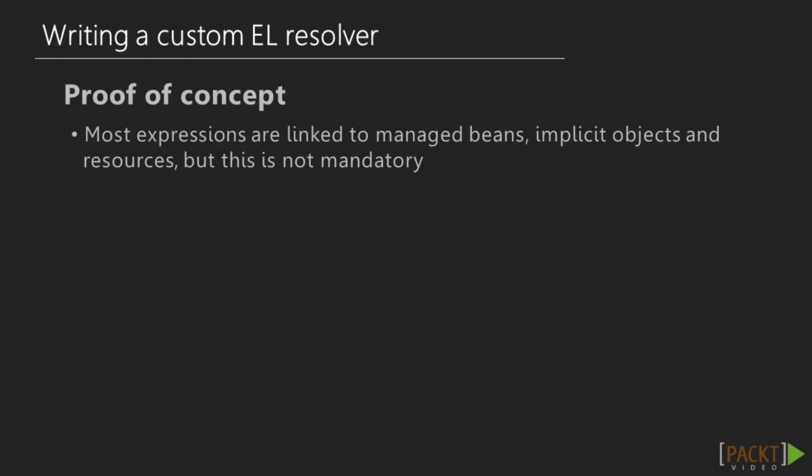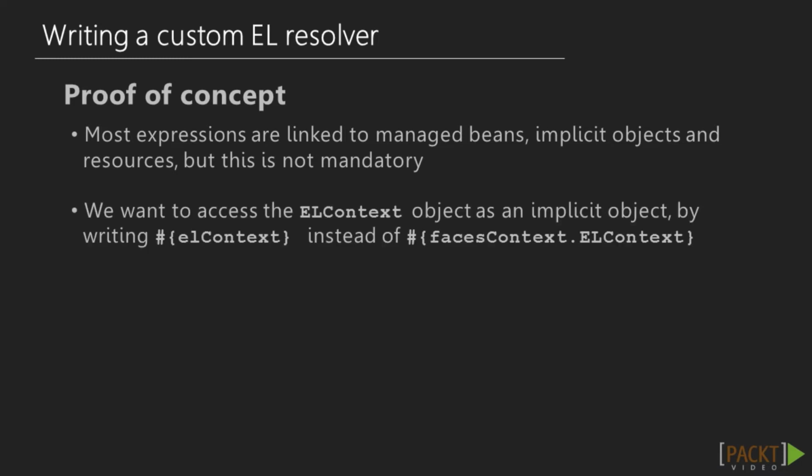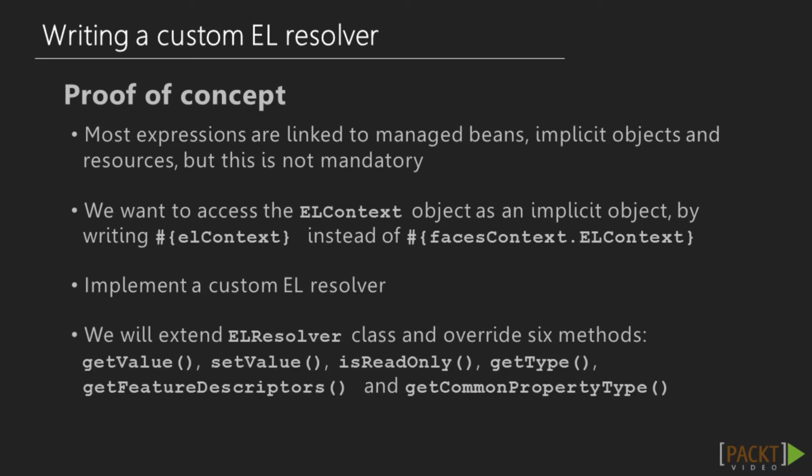So in JSF, most expressions are linked to managed beans, implicit objects, and resources, but you have to know that this is not mandatory. Nevertheless, let's suppose the following scenario. We want to access the EL context object as an implicit object by simply writing elContext instead of facesContext.elContext expression. This task can be achieved by writing a custom EL resolver. Basically, we extend the ELResolver class and override its methods to shape our example.